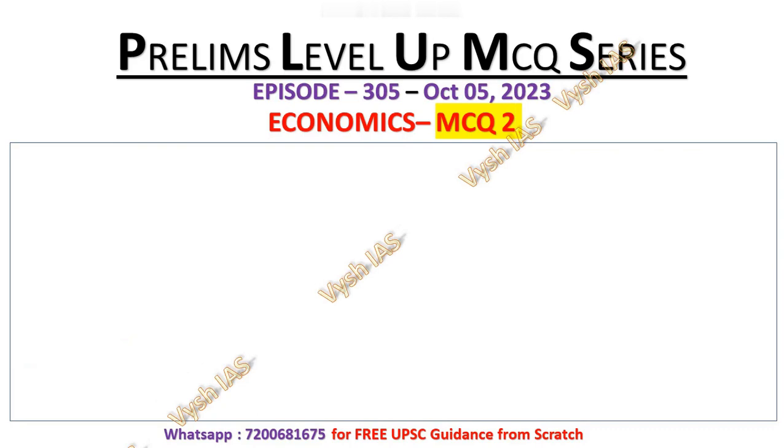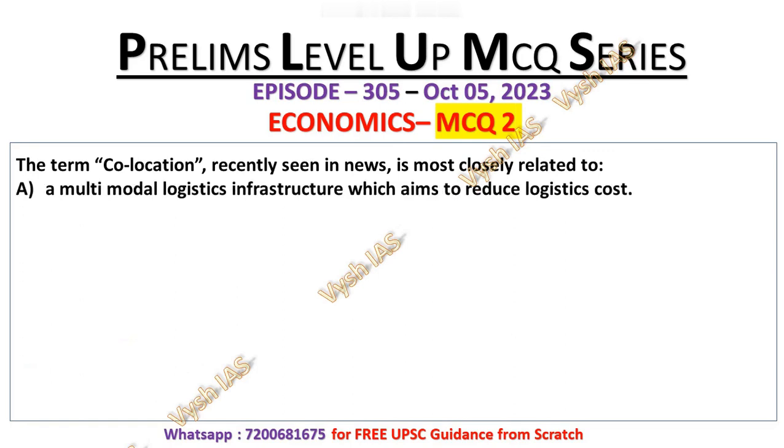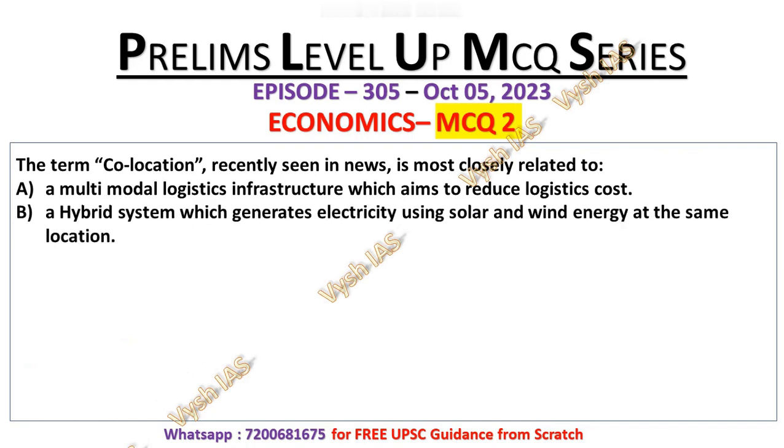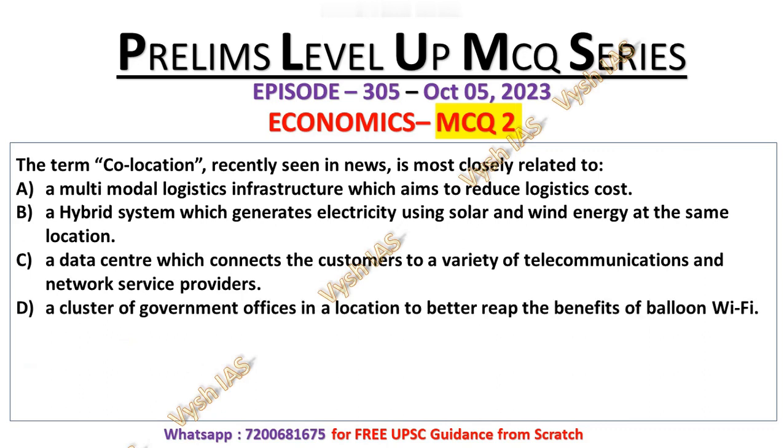Now move on to MCQ number 2. The term co-location, recently seen in news, is most closely related to option A, multi-modal logistic infrastructure which aims to reduce logistic cost; a hybrid system which generates electricity using solar and wind energy at the same location; a data center which connects the customer to a variety of telecommunications and network service providers; and last is a cluster of government offices in a location to better reap the benefits of balloon Wi-Fi. So I will give you 10 seconds. Try to answer this question.